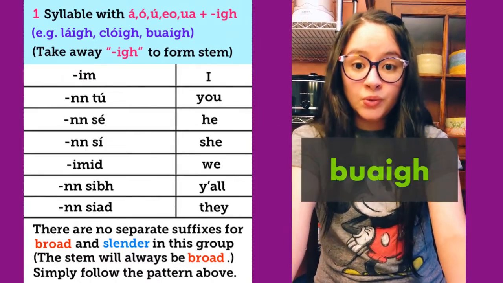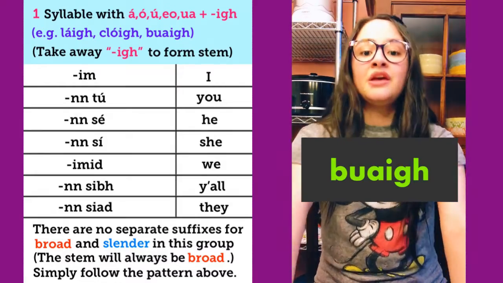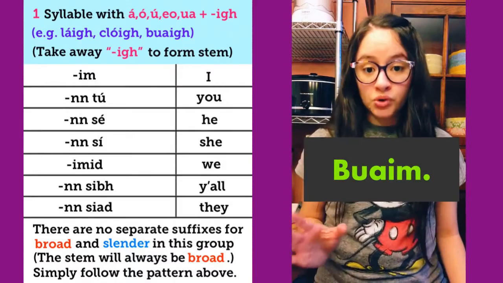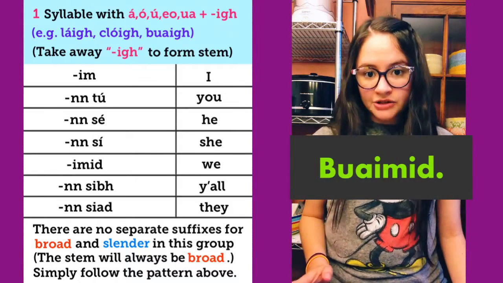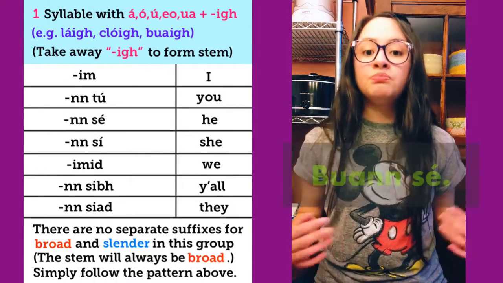So buaim, to win. I win would be buaim. We win, buaimid. He wins, buaineann sé.